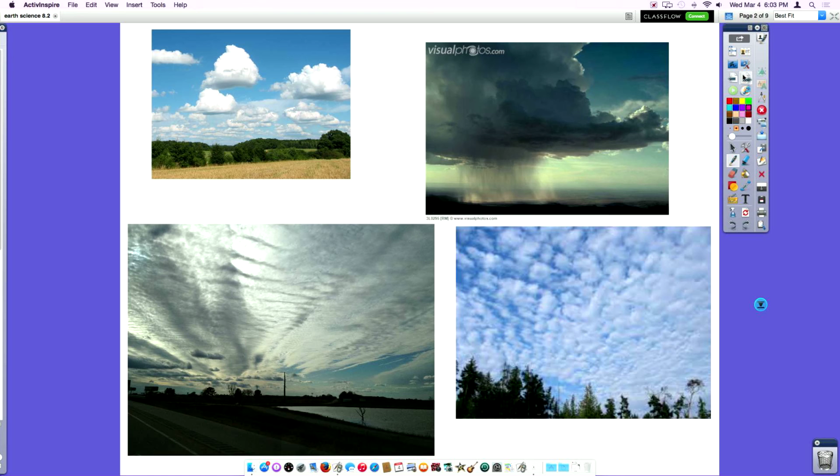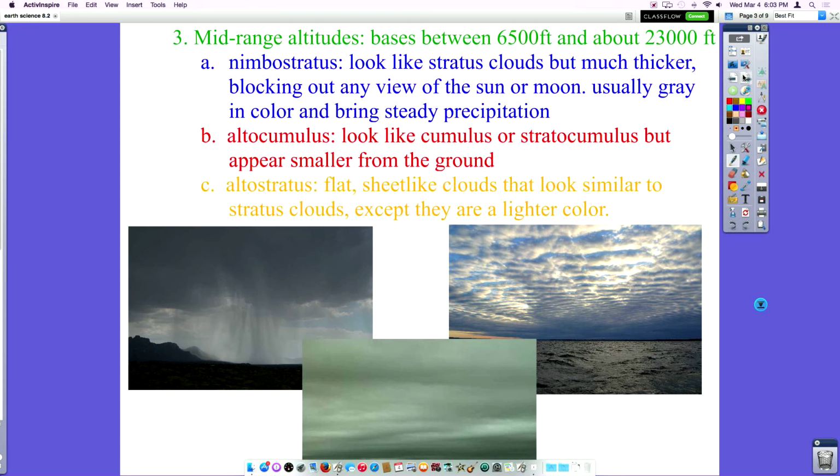Continuing on with the types of clouds here, mid-range altitudes. These have bases between 6,500 feet and about 23,000 feet. And these include the nimbostratus. Remember that nimbus there. These look like stratus clouds, but they are much thicker. They block out any view of the sun or moon. Usually gray in color, they bring steady precipitation. The leftmost picture here is our picture of this nimbostratus.